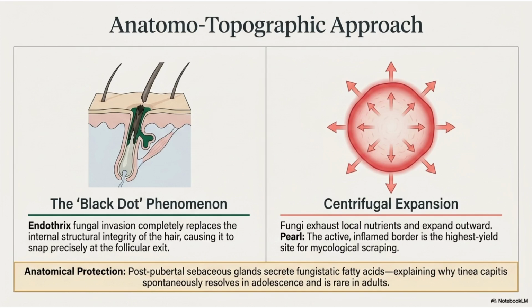But the KOH prep doesn't give you a name tag, right? Yeah. It doesn't differentiate between Microsporum and Trichophyton. Exactly. To identify the specific etiologic agent, you must perform a culture. You inoculate the scraped material onto a specialized nutrient medium, classically Sabouraud dextrose agar. Why Sabouraud agar specifically?